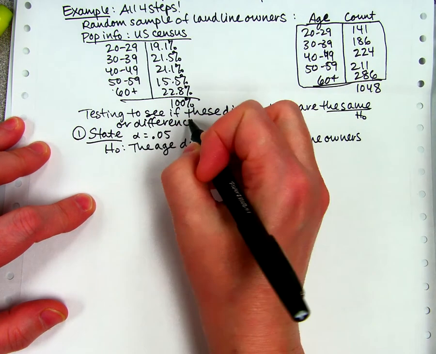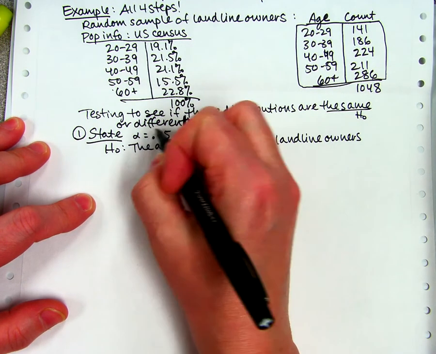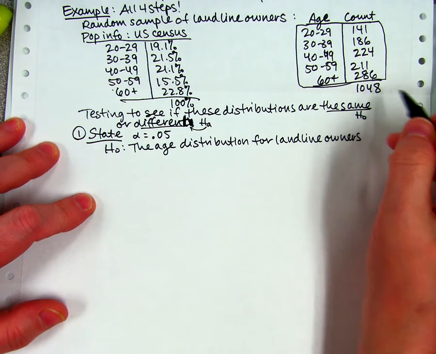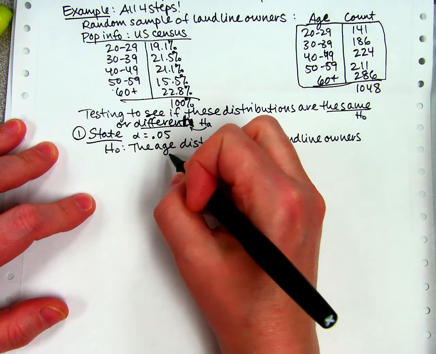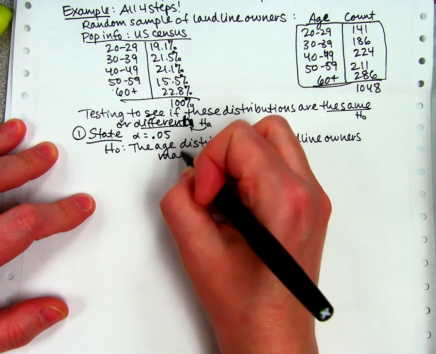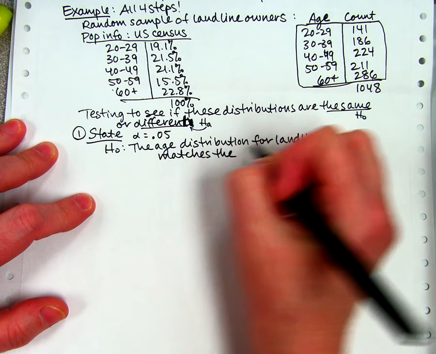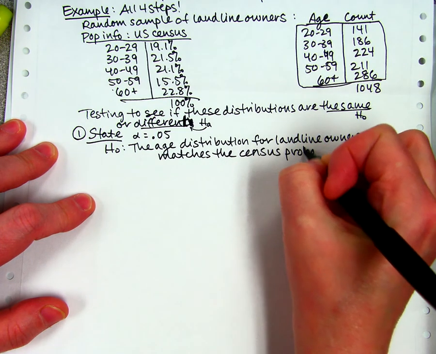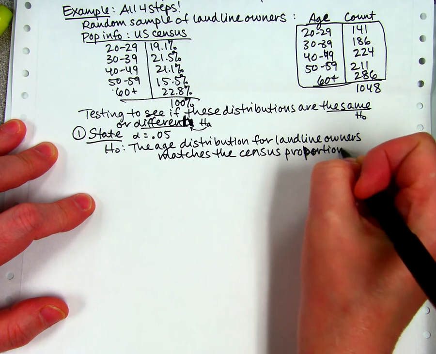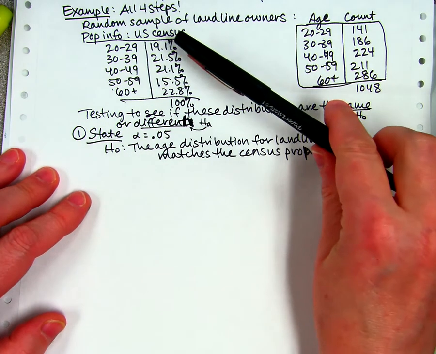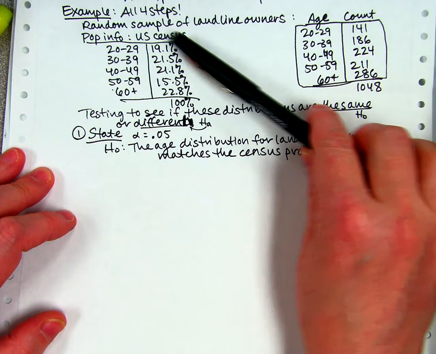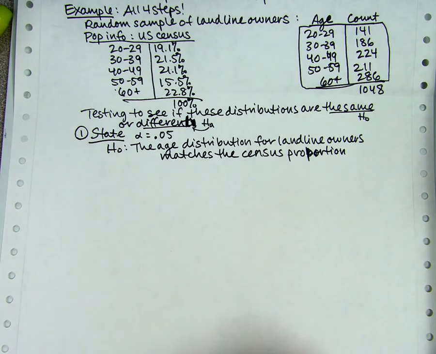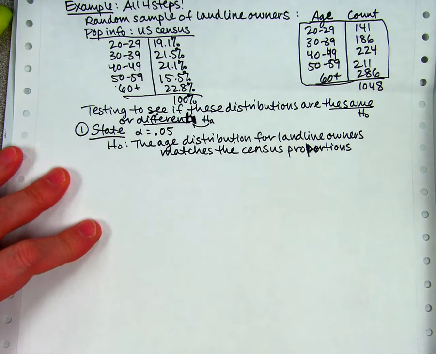That's the null, and this should have said different, not difference. The different is the alternate always. So the same is boring. Yeah, if it's the same, that's boring. That's the null is dull. Matches the census proportions given above. And that's what's usually done, rather than list all 5 of them, rather than say the proportion of 20 to 29 year olds is this and the proportion of 30, usually it's matches the table given above. And that's just so much easier to just say that instead of writing them all out.